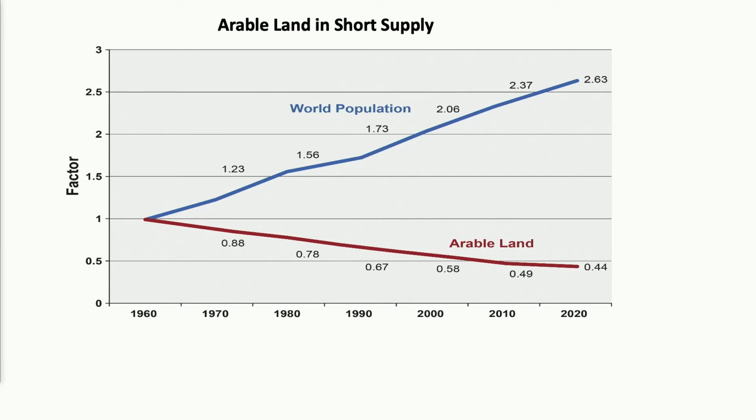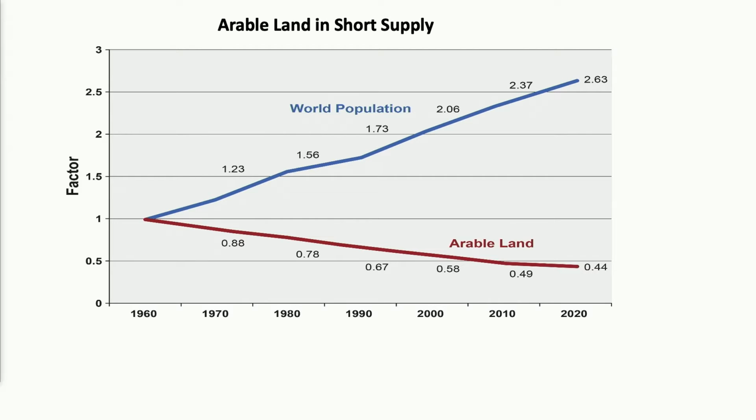This is a graph that shows food production increased from 1960 to today, 2020, by a factor of 2.63. At the same time, arable land was dwindling to 44% of the arable land in 1960 due to contamination, erosion, and desertification.